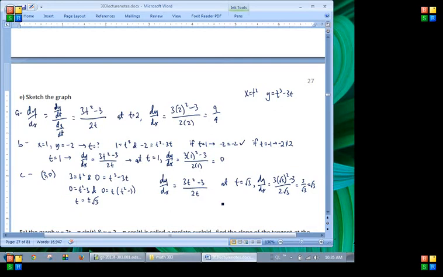Okay, now let's check it out the other way. What about t equals negative root 3? Now we get dy/dx equals 3 times negative root 3 squared minus 3 over 2 times negative root 3. So you should see immediately how this is going to work out. It's the exact same thing, except there's a negative in the denominator. So there you go.